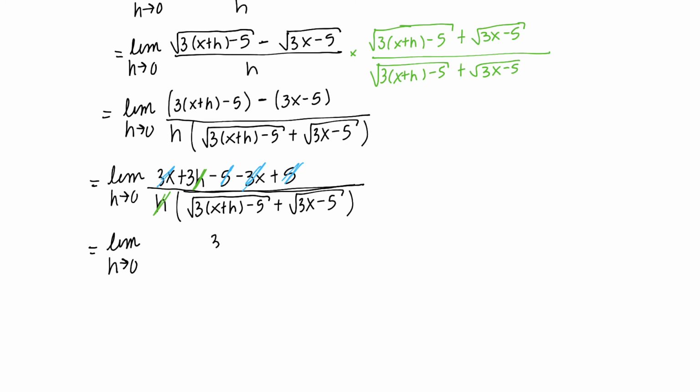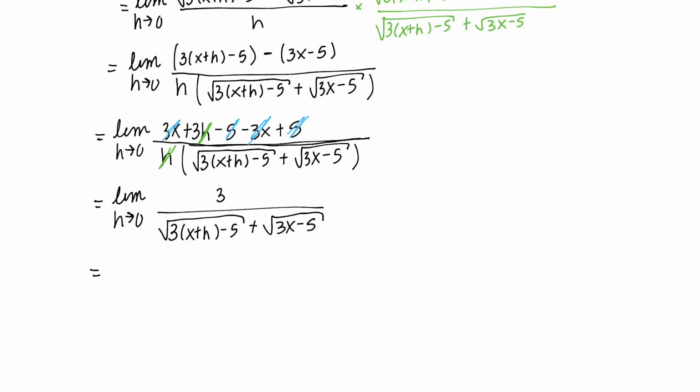So now on top you have a 3, and you have the square root of 3x plus h minus 5, plus the square root of 3x minus 5. Now that the h's have canceled, and this is always true with the definition of the derivative, you are good to plug in h equals 0. When you do that, you get rid of the limit sign.